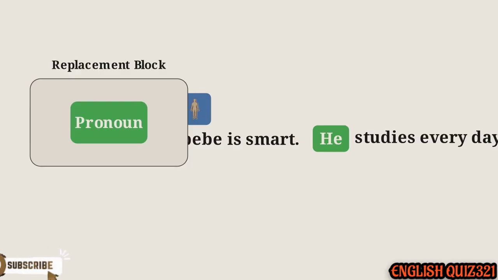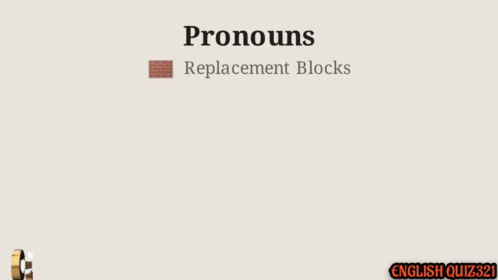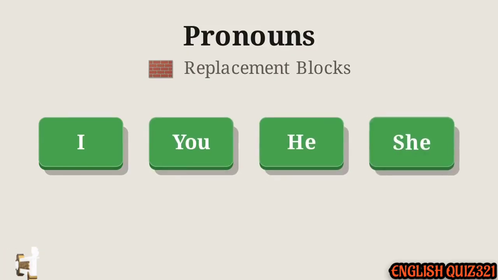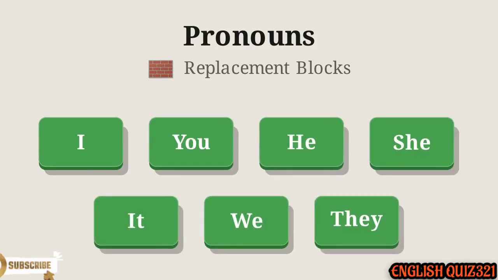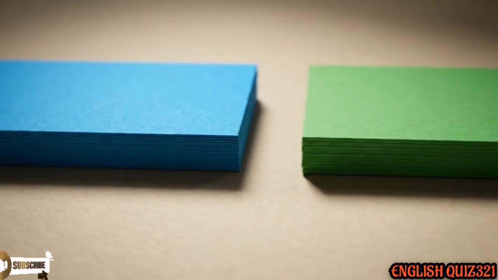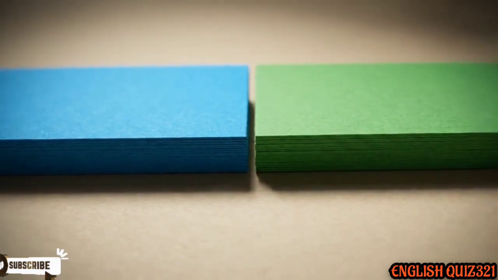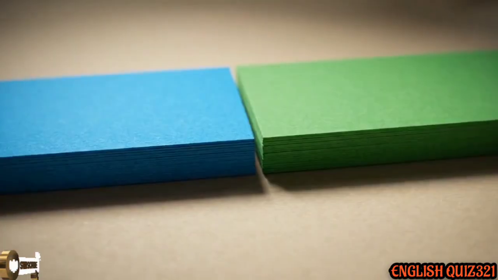He studies every day. The primary pronouns you will use in English are I, you, he, she, it, we, and they. Together, nouns and pronouns serve as your main subjects. They are the foundation stones upon which the rest of your sentence is built.